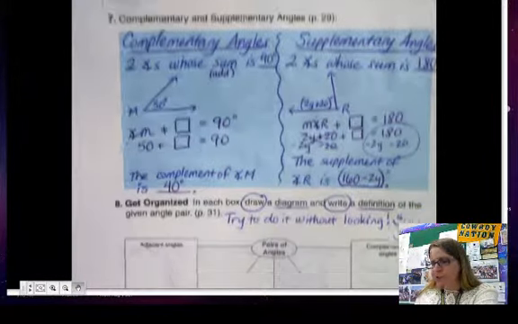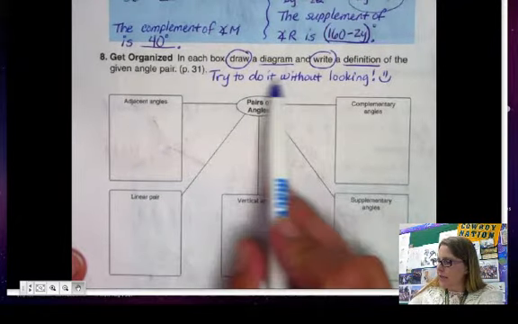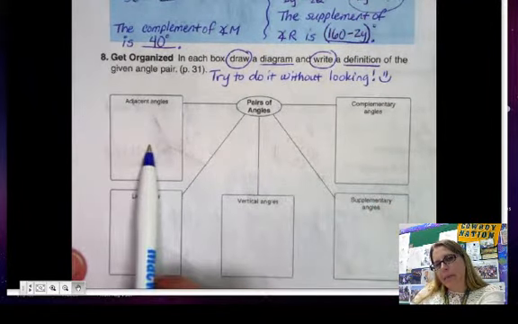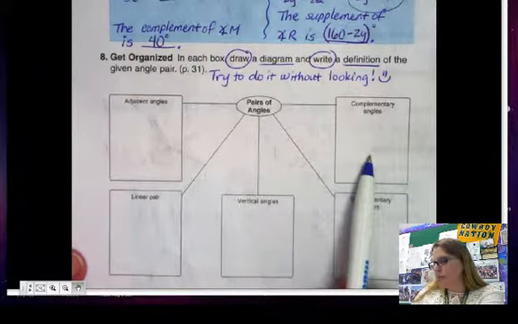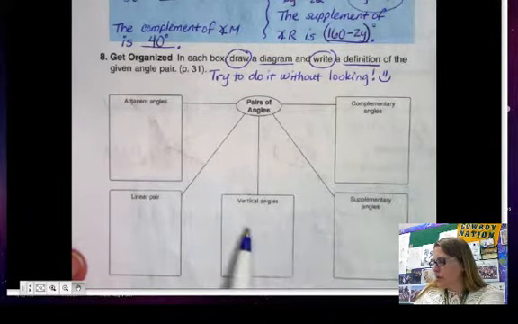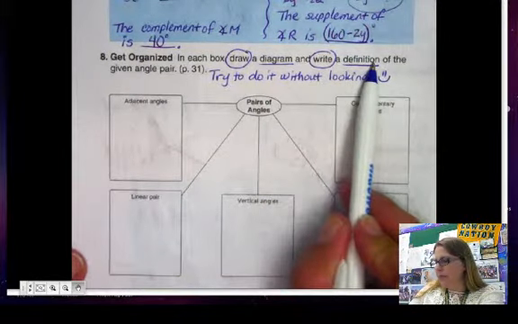Okay, for the next part, you're going to try it on your own. Go ahead and try to do this without looking. Try to draw a pair of adjacent angles. Try to draw a pair of complementary angles, supplementary, vertical, and linear pair. Also, write a definition, okay?